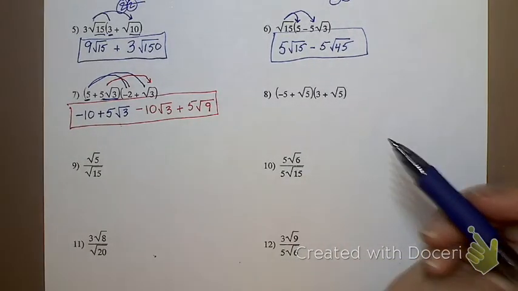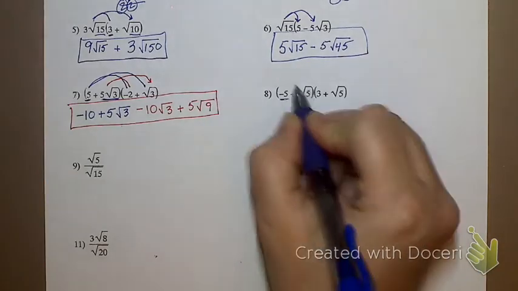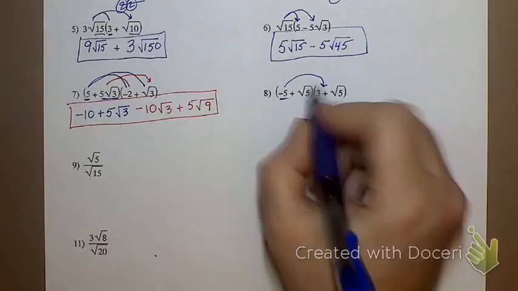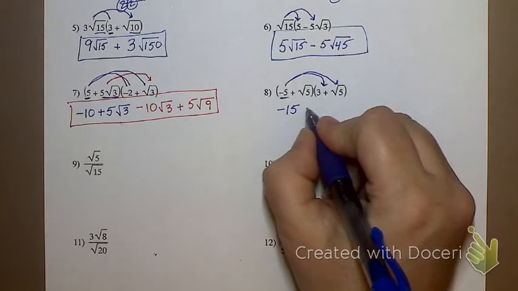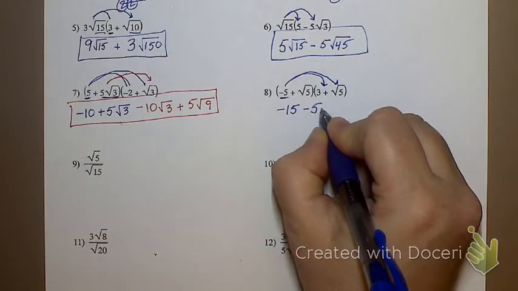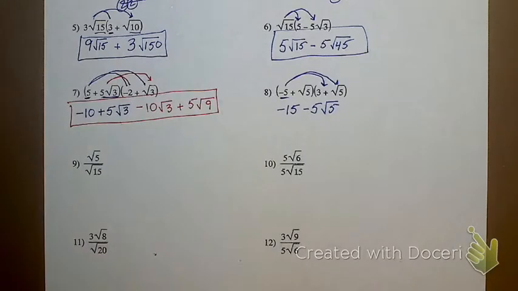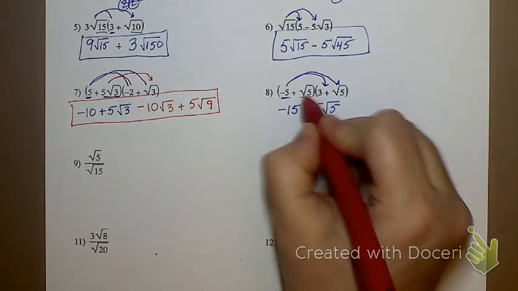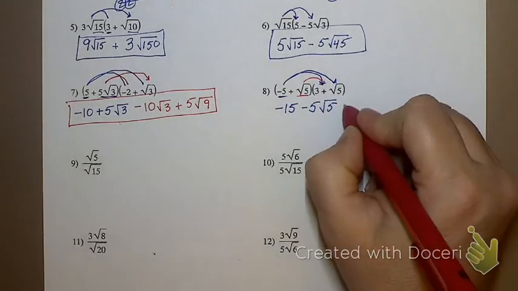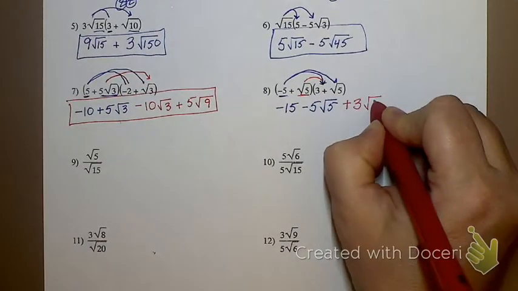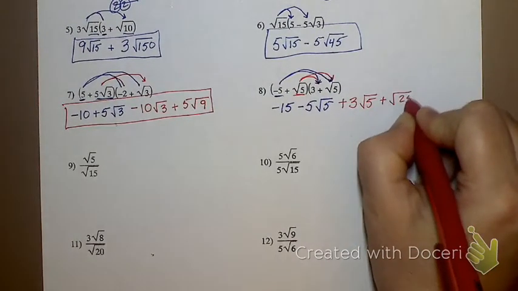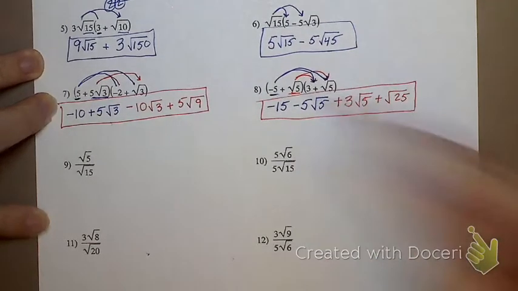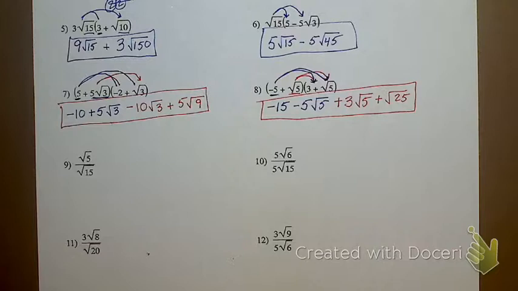So what am I going to distribute first? Negative 5. So negative 5 times 3 is negative 15. What about negative 5 times radical 5? Negative 5 radical 5, right? Okay. Now I'm going to do the second part of the distributing. I'm going to distribute the radical 5. So what's radical 5 times 3? 3 radical 5. And then radical 5 times radical 5 would be radical 25. And we're going to stop right there. Okay, that's the extent of multiplying that we're going to do today.